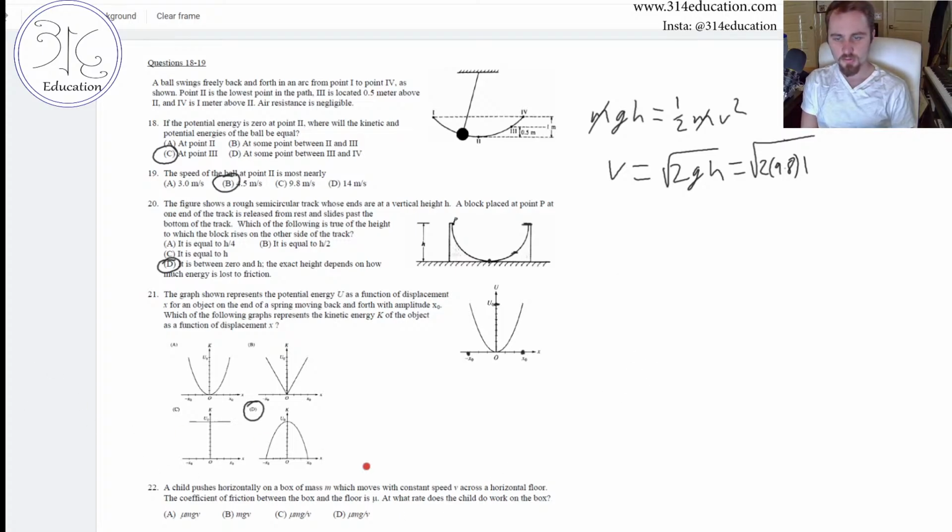So again, we're told constant speed. What do we expect when we see constant speed? That's right, acceleration of 0.